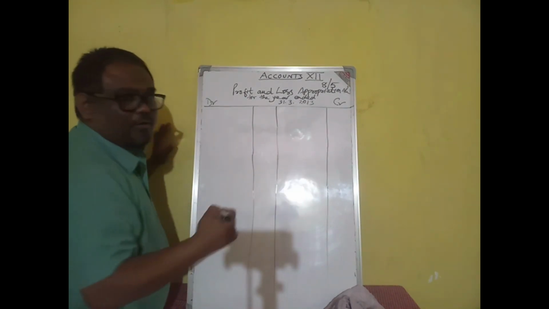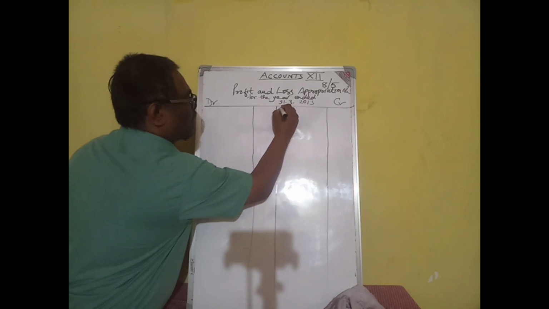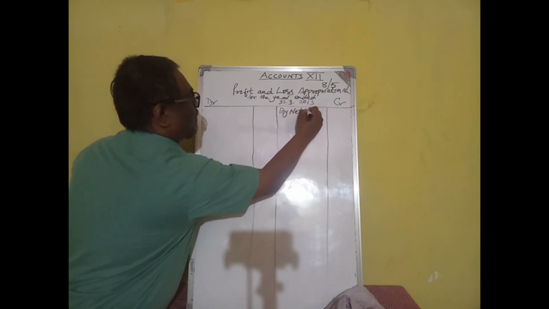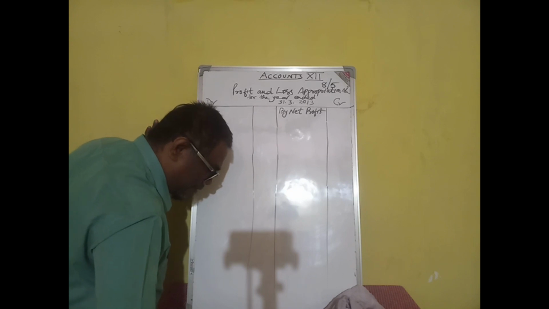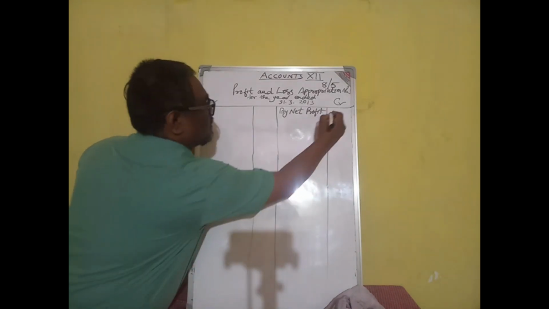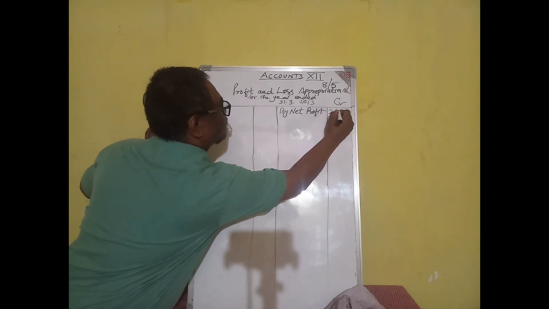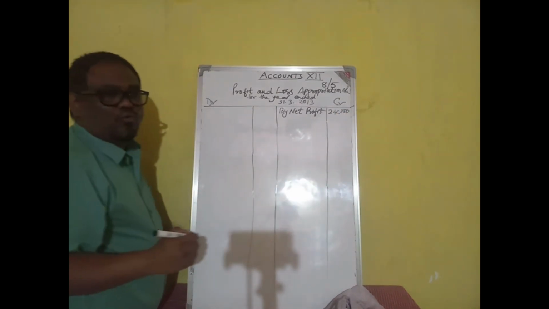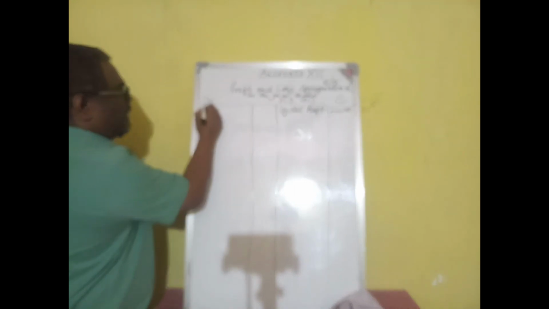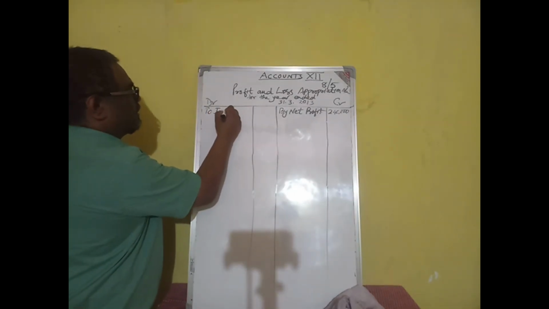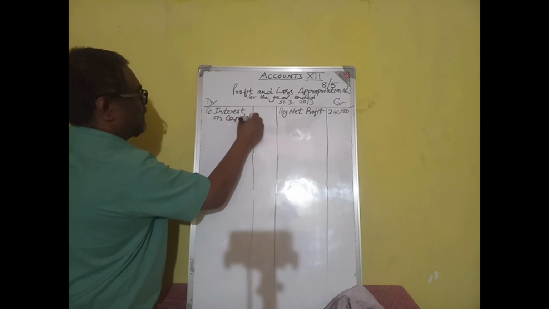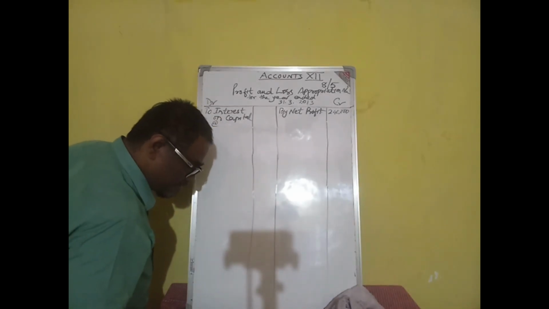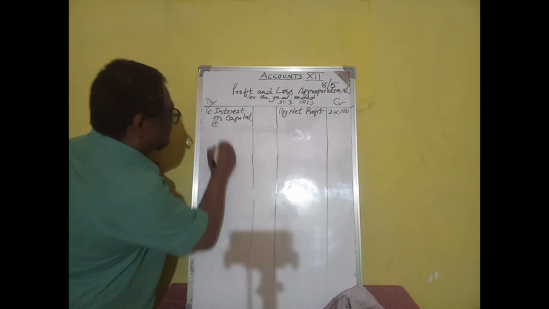So first of all, we have to write the net profit here, bring forward the net profit. By net profit, the net profit is 2,40,000. Here we now charge interest on capital. There are two partners, A and B, and interest on capital is at the rate of 6% per annum.